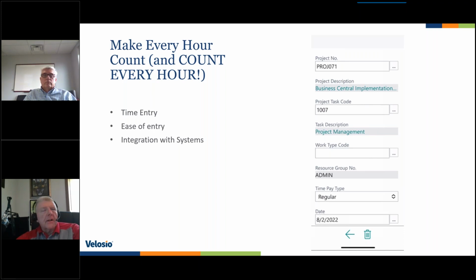So what you see here is an example of a mobile time entry that can be done directly from the consultant's phone. In this case, it happens to be Business Central, and it pulls in the project, the description, the task code, the work type, all the things that need to be done. And they can simply say yes, and hopefully it's at the client site. If they're on site, they pull out that cell phone, they go bang, I pop it up, boom, boom, boom, knock it in.